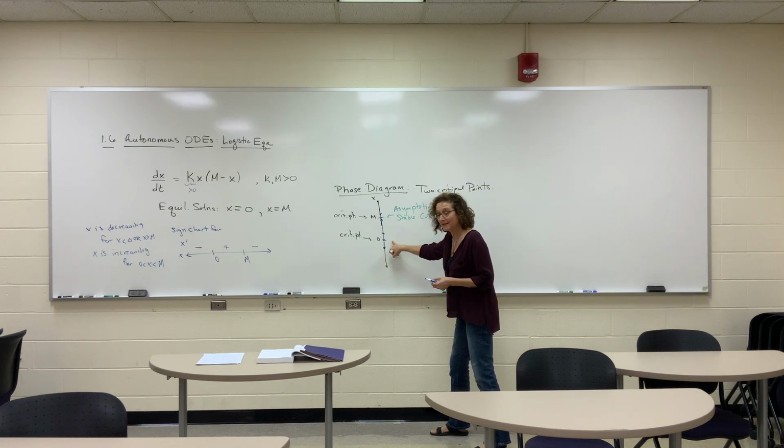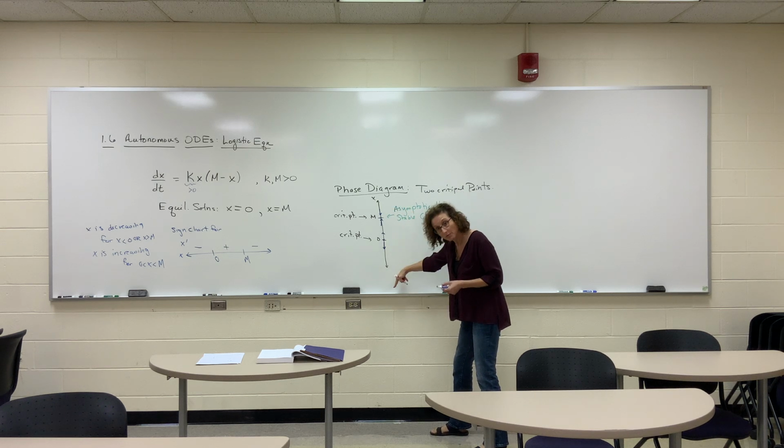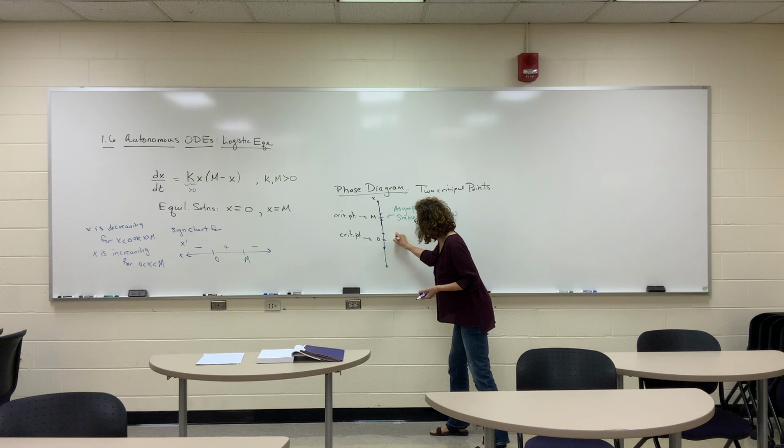If I'm right at 0, I stay at 0. If I'm a little bit away from 0, I move away from 0. And if I'm a little bit below 0, I move away. So what type of critical point is this?